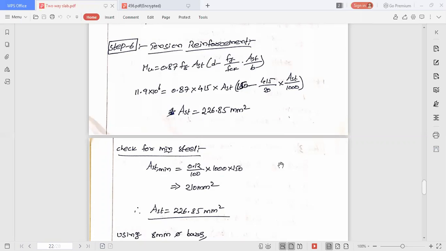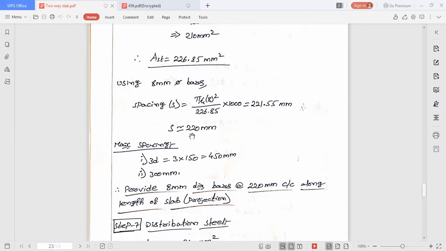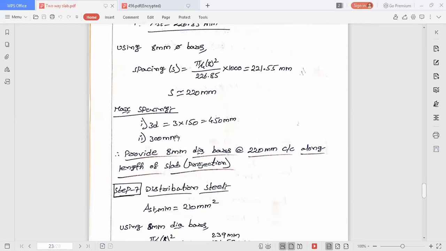226.85 mm square. Okay, now for calculation of spacing, I assumed 8 mm diameter. So pi by 4, 8 square divided by the total Ast. Now here we got a spacing of 221, and that I have assumed as 220. And the maximum spacing check: 3d and 300.